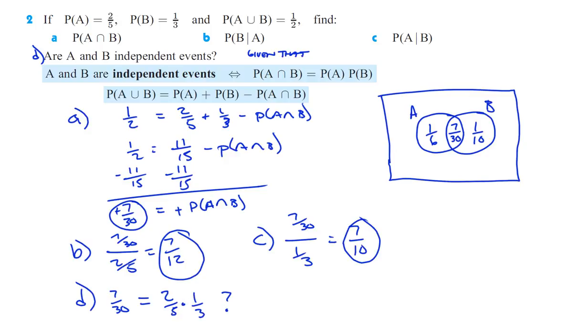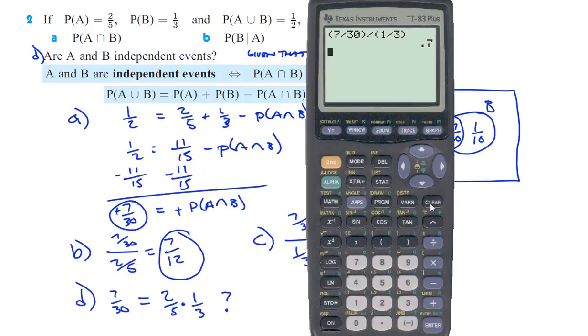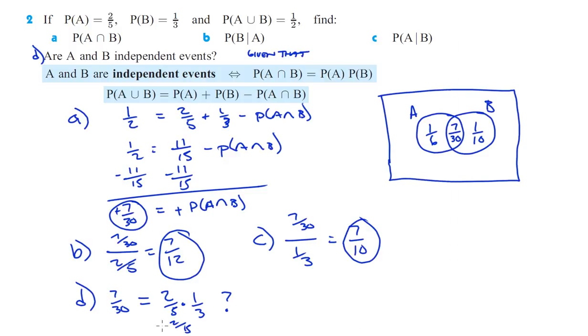Is this true? So let's calculate it out. So we've got 2 divided by 5 times 1 divided by 3. Math, enter, and that gives us 2/15. Does 2/15 equal 7/30? No, it does not. So they are not independent events. Okay.